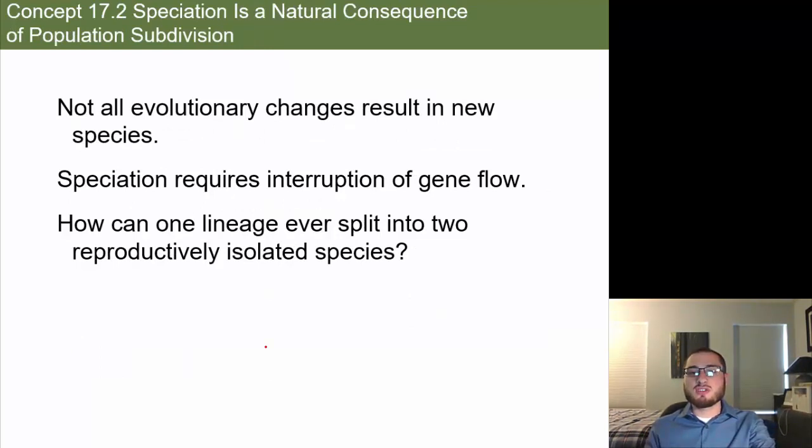So not all evolutionary changes result in new species. Speciation requires an interruption in the gene flow. It requires a split in the lineage. So if one organism just starts to become very different, they are evolving, but you're not seeing a speciation event where it is branching off into two distinct species.